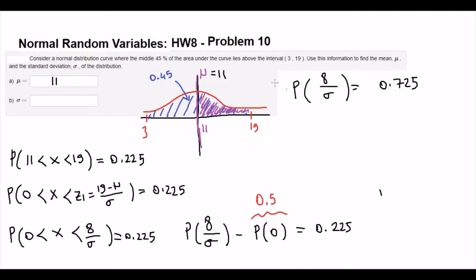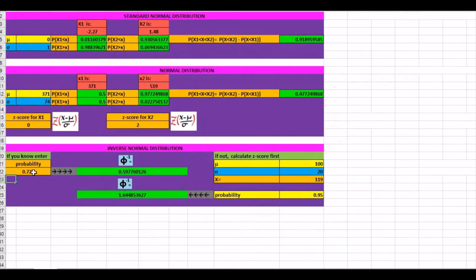Now we can take the inverse operation, inverse phi, of both sides. So the left-hand side goes out as 8 over sigma, and the right-hand side will be phi inverse of 0.725, which is this value, 0.5977.